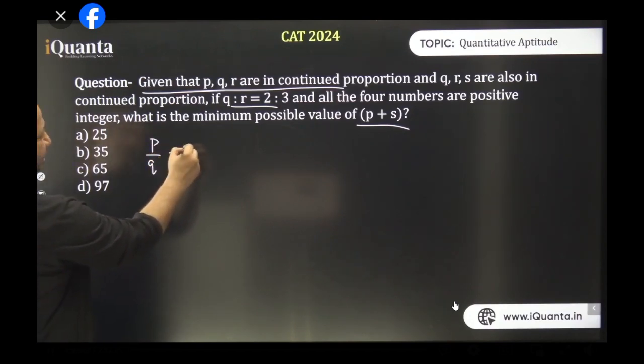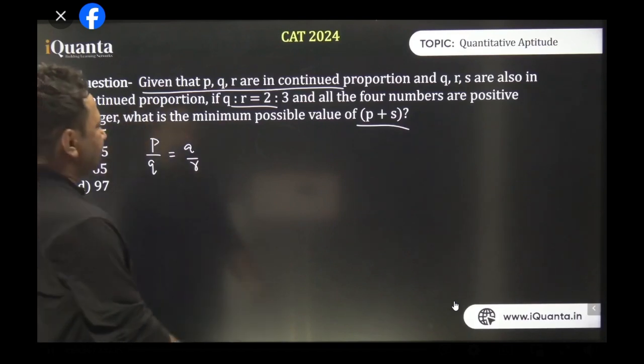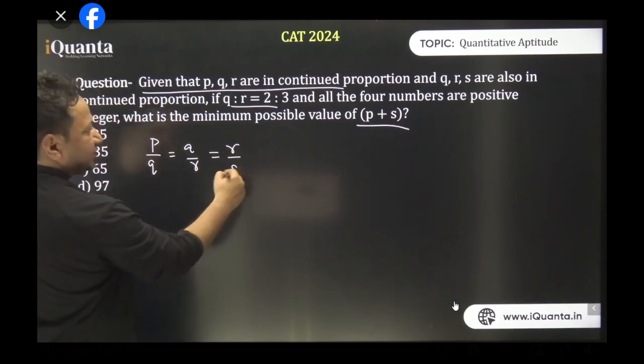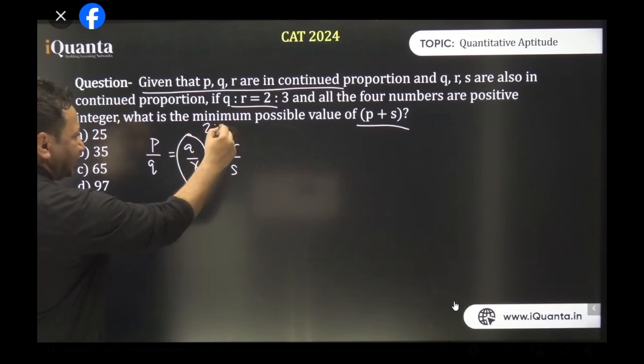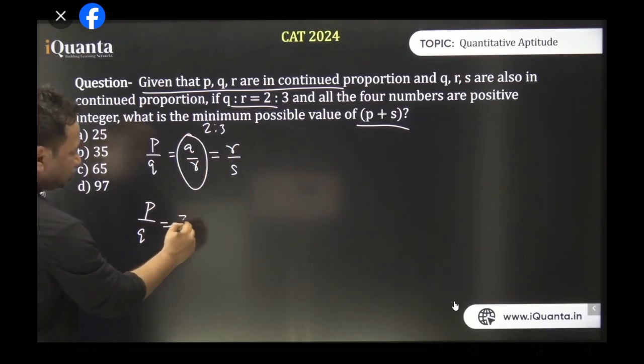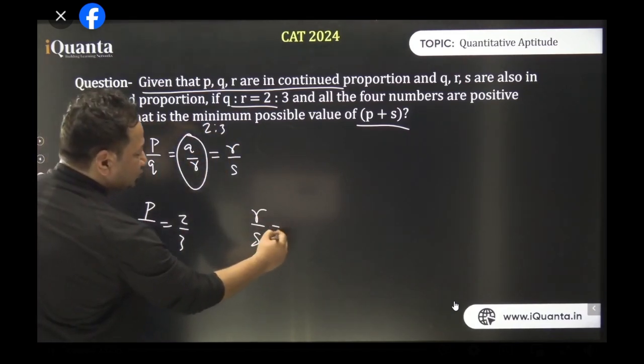Continued proportion, so P by Q is equal to Q by R, and Q by R is equal to R by S. That is what is given here. Q by R is 2 by 3, that is known to us already. This guy is 2 by 3, which means P by Q is also 2 by 3 and R by S is also 2 by 3. Yes or no?